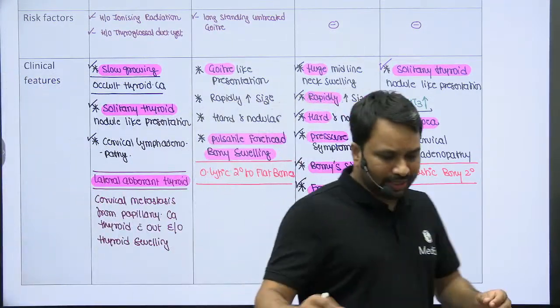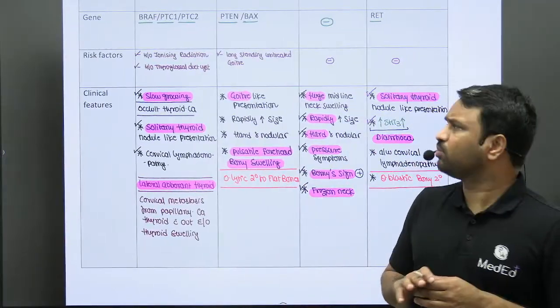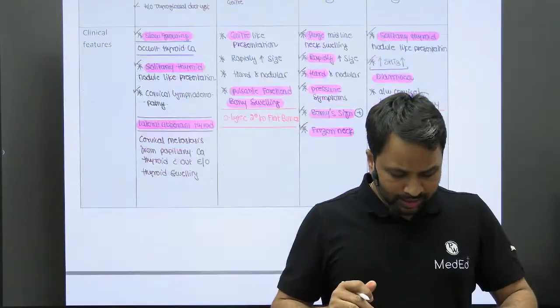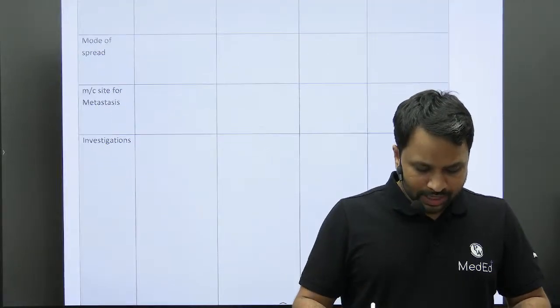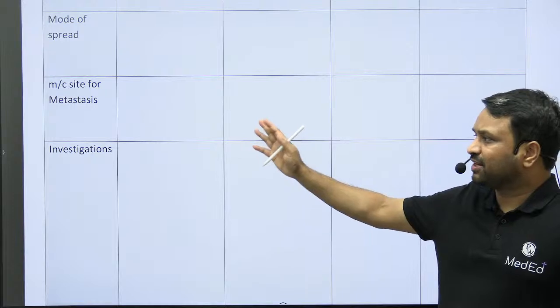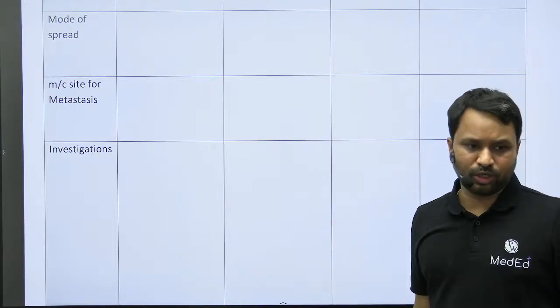Okay? Now once you have these patients, see mota kya hai? All these patients are presented with thyroid swelling. Okay? So what are we going to do? You need to analyze how these malignancies are going to spread, what is the most common site for metastasis, and how are we going to investigate.